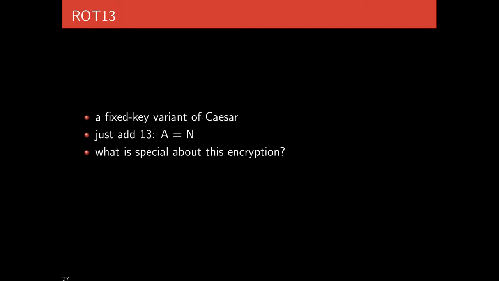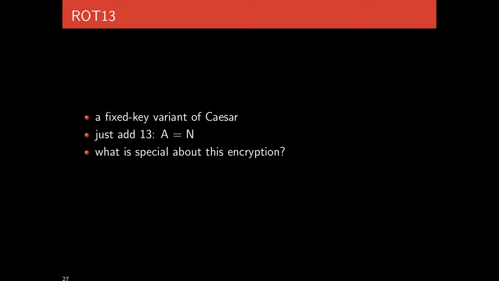There's an important notion of encryption as well that you'll run into at some points in your career, I'm sure. It's called ROT13. This is just a fixed key variant of the Caesar cipher. It's basically you add 13. So the letter A becomes the letter N.